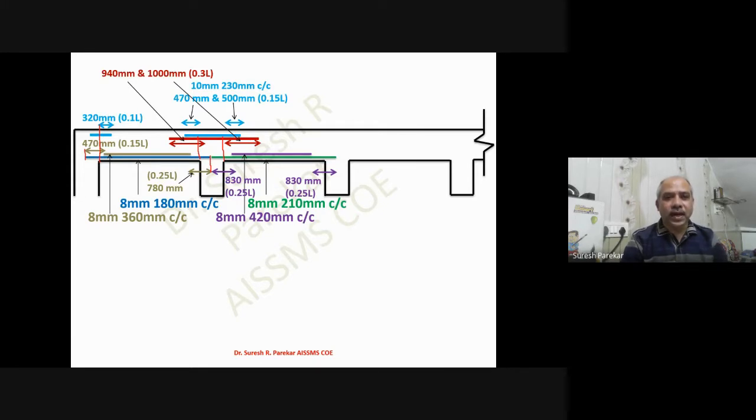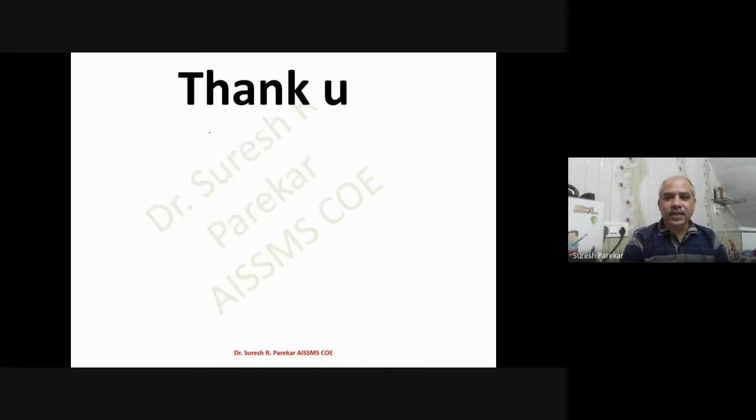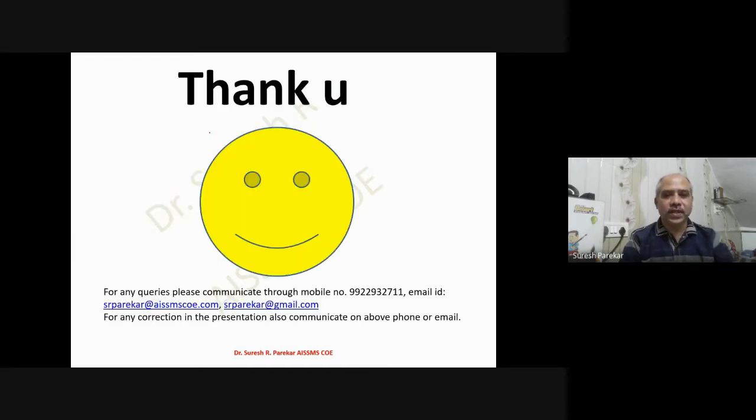Actually all this reinforcement which I have shown above and below is at the same level, top also and bottom also. Though I have shown this below, it is at the same level. Similarly I can have here 0.15 L, and alternately 0.3 L. So likewise we have to show the reinforcement at top and bottom. So this is all about your one-way continuous slab. Thank you. Today we will stop here only.